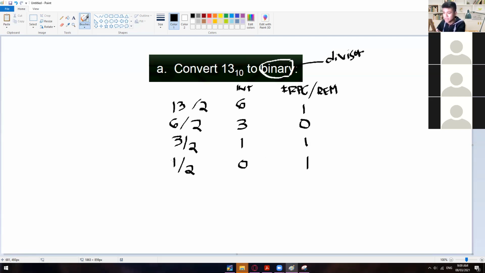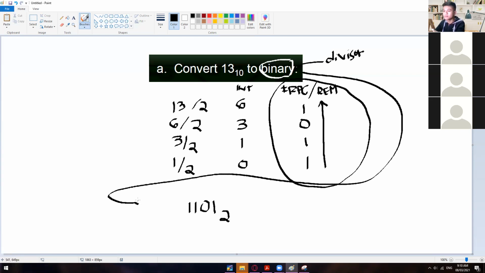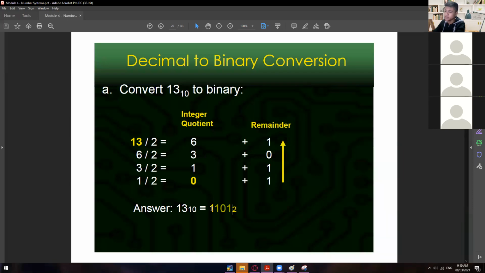Whatever is the numerator will be your remainder. This is the only time that you will stop, once you have reached the 0 value on your integer part. From there, this is now your answer. You will only get the remainder part, and you're going to read it from bottom to top. So if I write the answer, this one is 1101 base 2. Did we get the same answer? 1101, yeah, 1101 base 2.